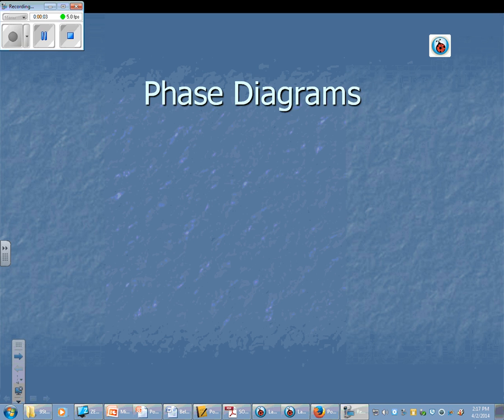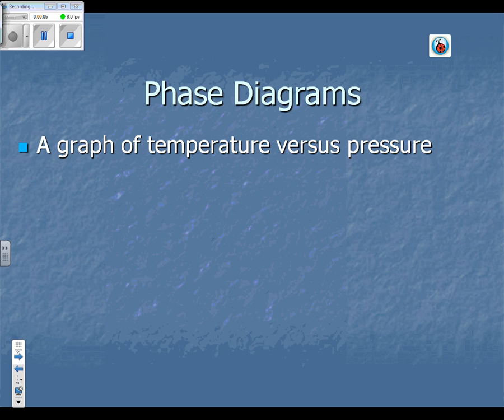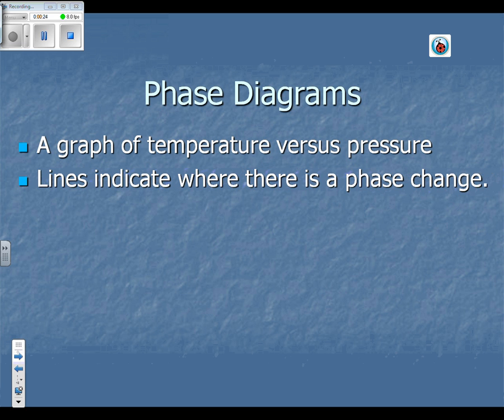So we're going to talk about phase diagrams. Phase diagrams are a graph of temperature versus pressure. Most of the time before this class, you probably thought of phase changes as only a function of temperature, but as we have discussed, pressure does play a role. And this graph will help us figure out what state of matter something's going to be in given certain conditions. The lines on a phase diagram indicate where there is a phase change.